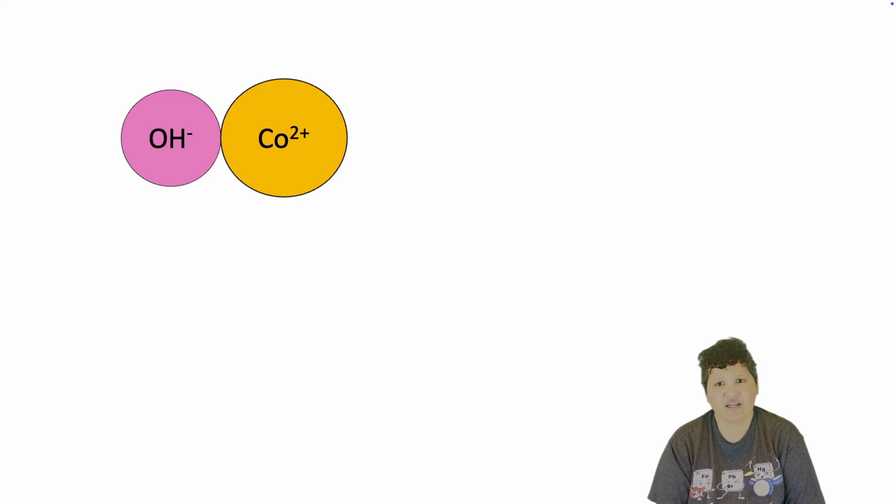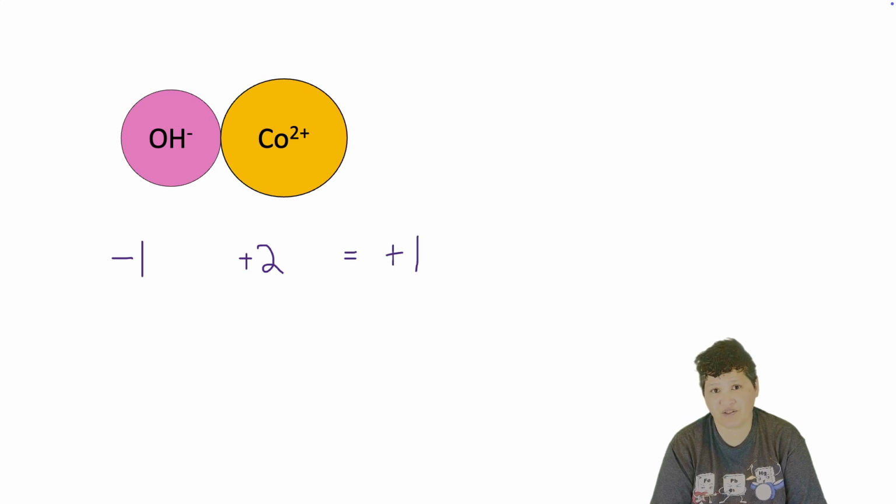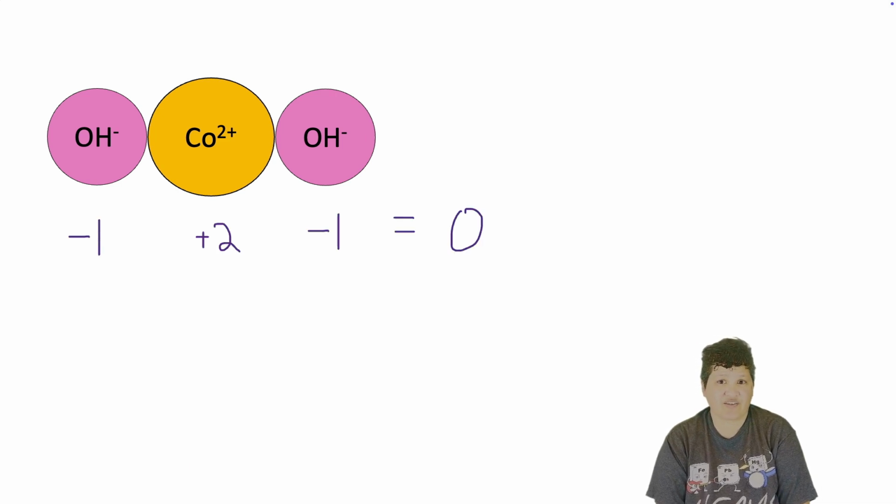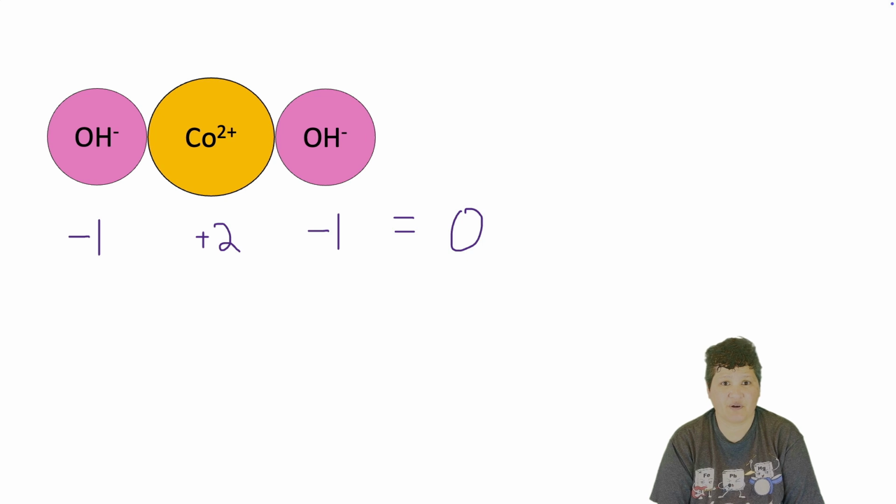For example, in the case of a complex that consists of 1 hydroxide ligand and a central atom that is cobalt 2+, the charge on the complex would be -1 from the hydroxide, and +2 from the cobalt. So the overall charge on the complex would be +1. For a complex made up of a cobalt and 2 hydroxides, you can find the charge the same way, remembering that you have an extra hydroxide, so our charge should be 0.